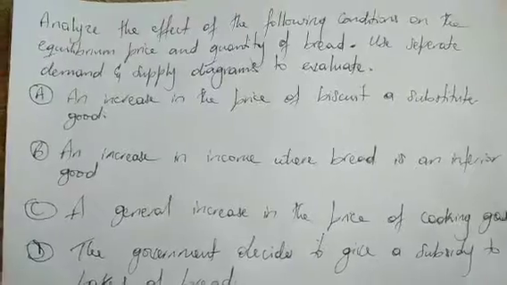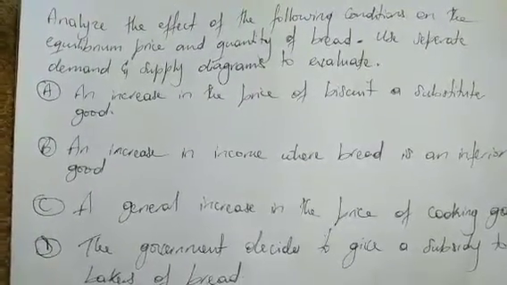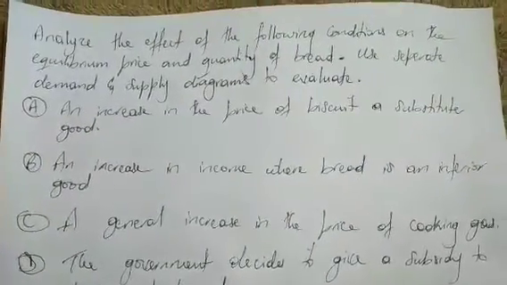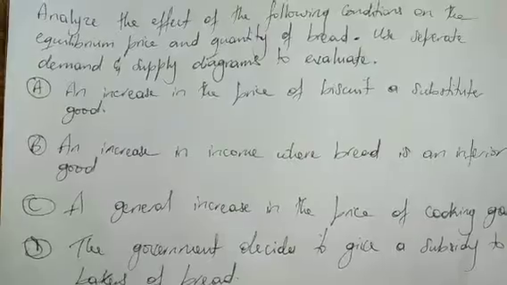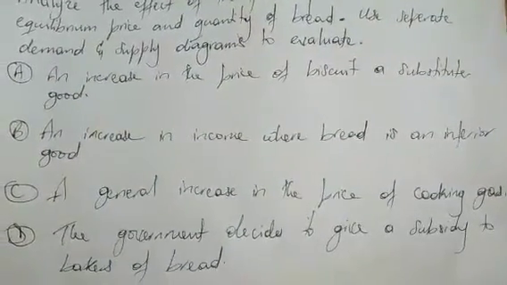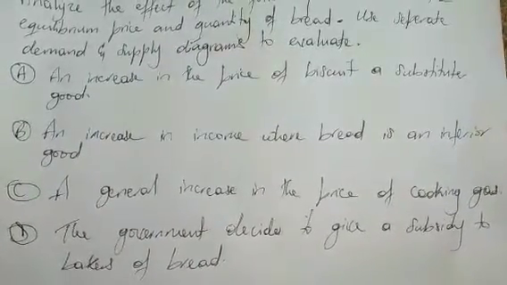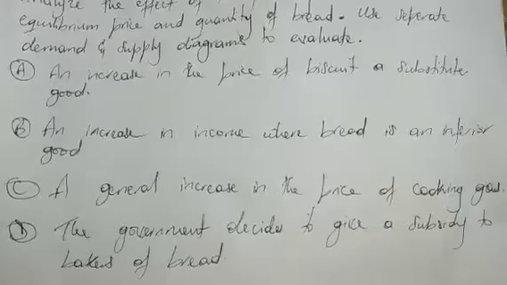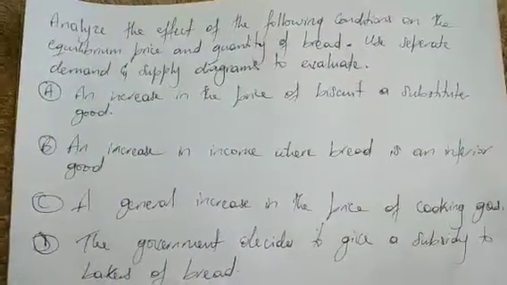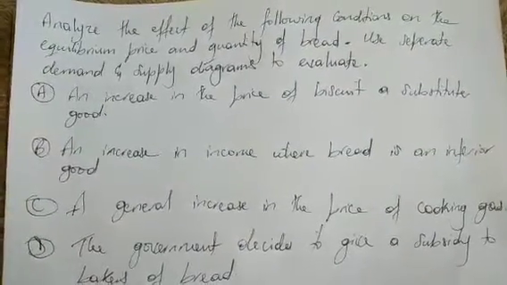A, an increase in the price of biscuit, which is a substitute good. B, an increase in income where bread is an inferior good. C, a general increase in the price of cooking gas. And D, the government decides to give a subsidy to bakers of bread. All right, so stay tuned and I will definitely break down these questions and also provide answers.